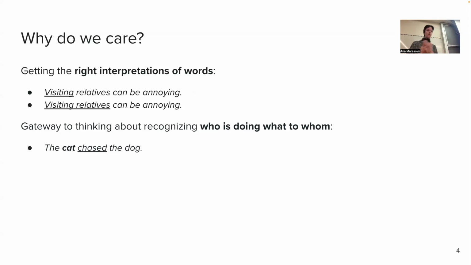So, for example, here, the cat chased the dog, the verb is chased, and by knowing that the cat is the subject of this verb, we can then understand that the cat is chasing the dog and not the other way around. These are very simple examples, of course. You immediately know the meaning, but for models to understand this, they do need to explicitly or implicitly model these kinds of relationships.